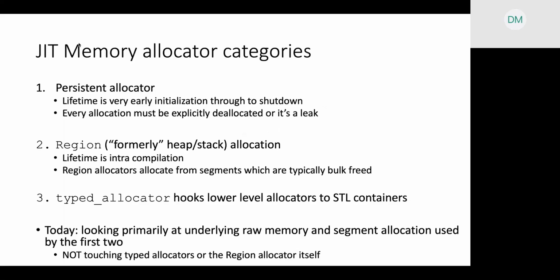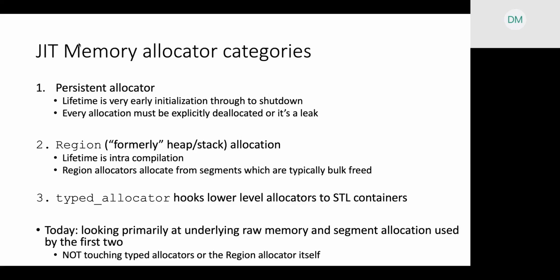The second main category I've called region. It has been called heap or stack allocation in the past. The basic lifetime here is inside of a compilation, so it's a bunch of memory that you allocate during a compilation. We tend to allocate this using larger segments, and then smaller objects are carved out of those segments. But then the segments are typically bulk freed. It's not always the case. There are cases where objects are deallocated individually from different memory regions. But for the most part, compilation memory in this region section is bulk freed.